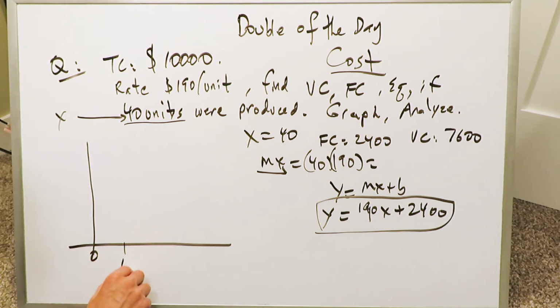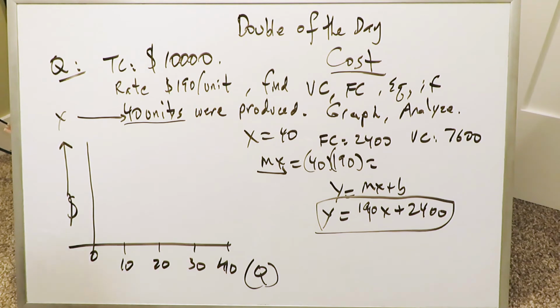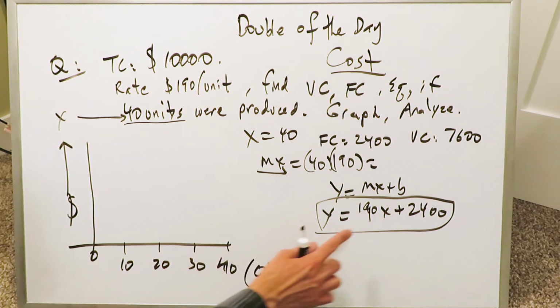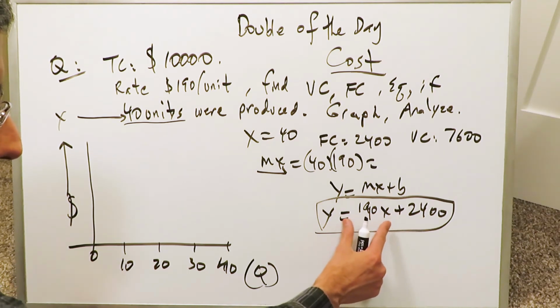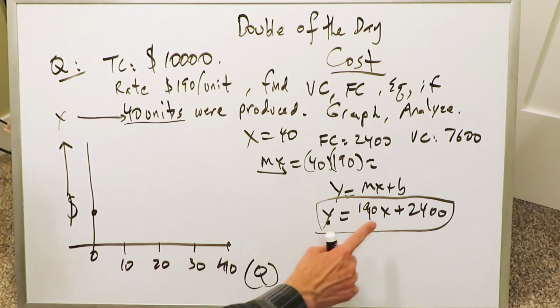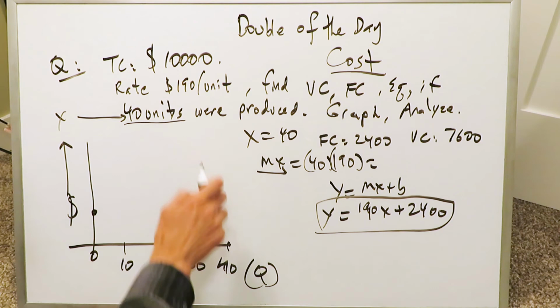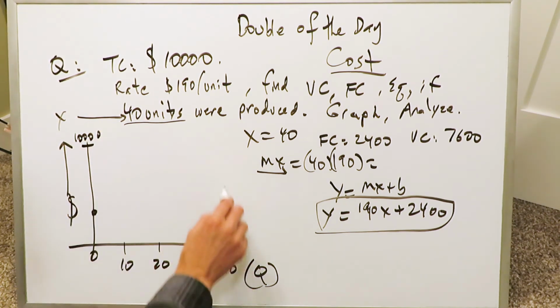Here's 0, here's 10, here's 20, here's 30, here's 40. Why am I using 10, 20, 30, 40? Because 40 units were produced. This is my quantity of units produced. This right here is my expense or my cost. We know everything starts here. If x is equal to 0 and you're producing nothing, you still have this 2,400, because y is equal to 2,400. That's your y-intercept right here, 0 comma 2,400. Then we know when we produce 40 units, we have a total cost of 10,000, and we'll make this 10,000 right over here. At 40 units, we have 10,000.